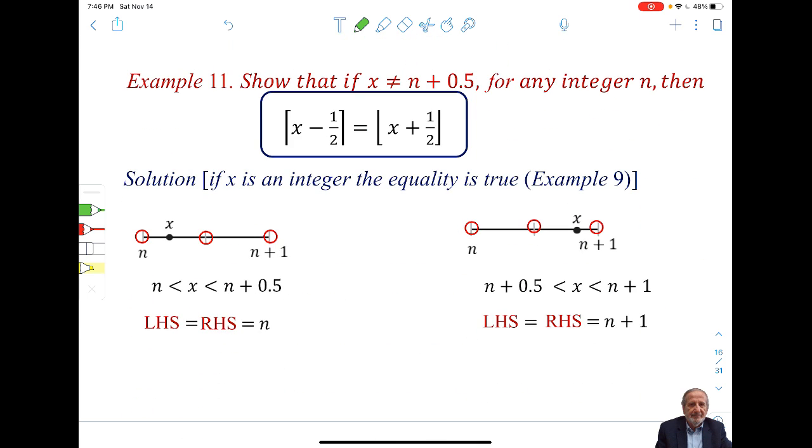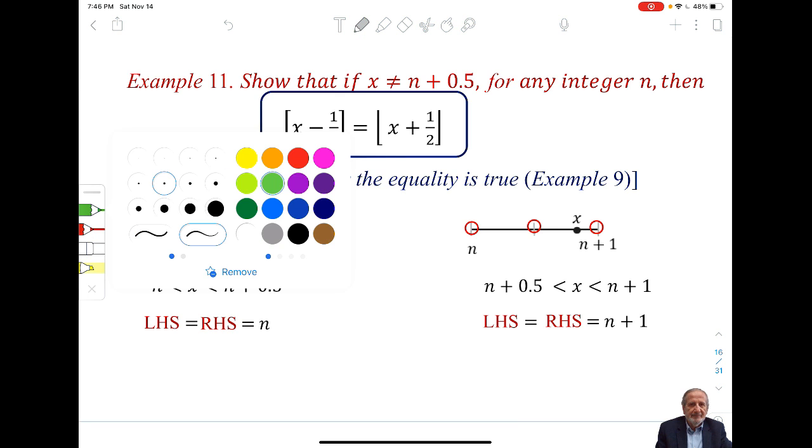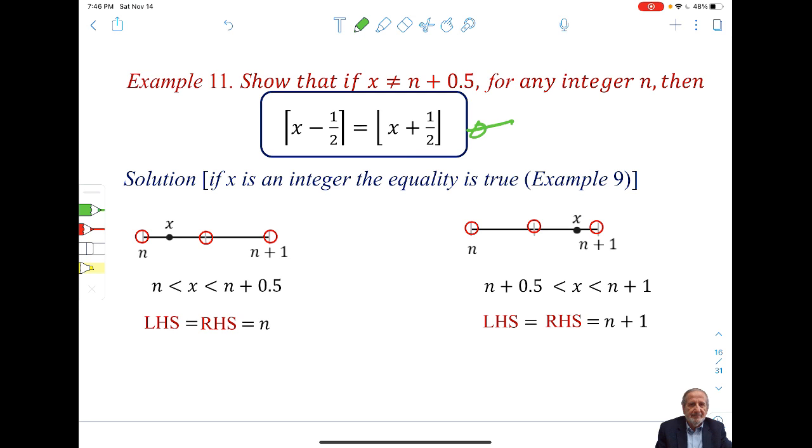Now, example 11, show that if x is not equal to n plus 0.5 for any integer n, then this will be true. So now the situation is here I have two possibilities. I have this or I have this. So in this case here, I put here's x. This is not included. This is not included. This is not included. Okay? So x is between n and n plus 0.5.